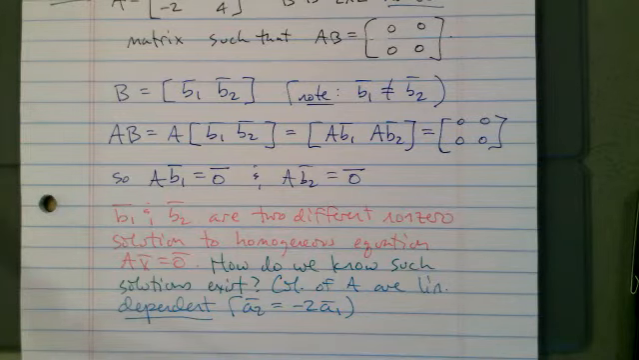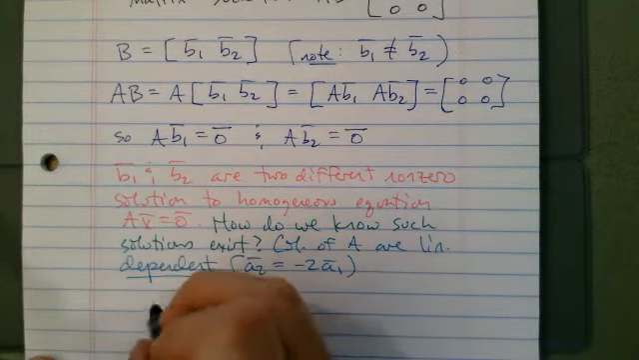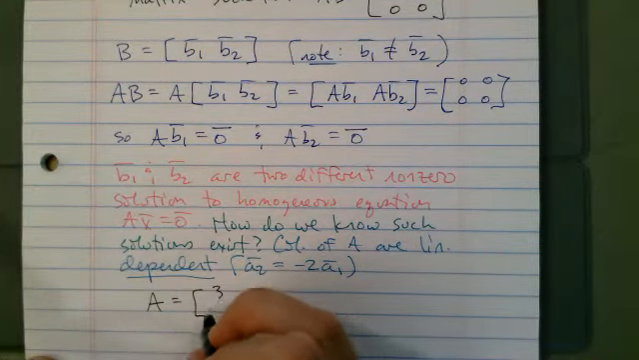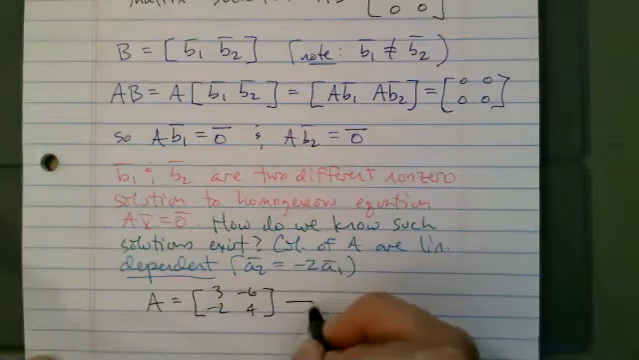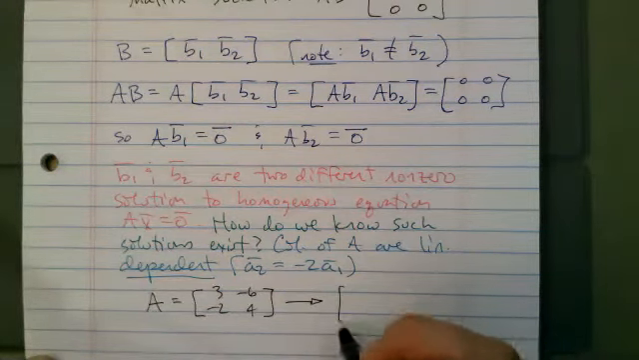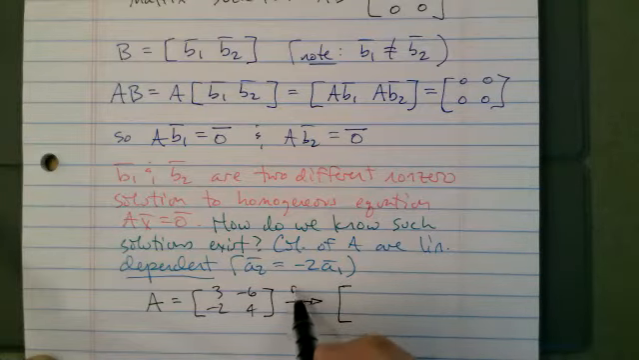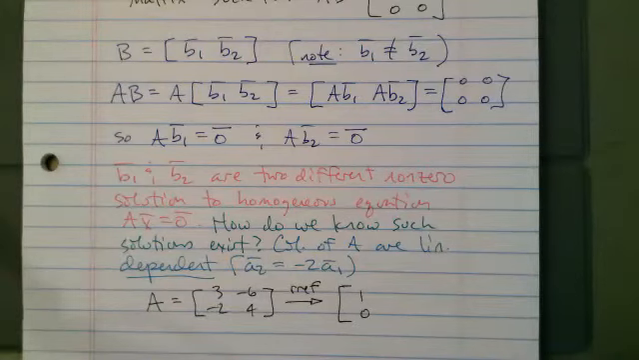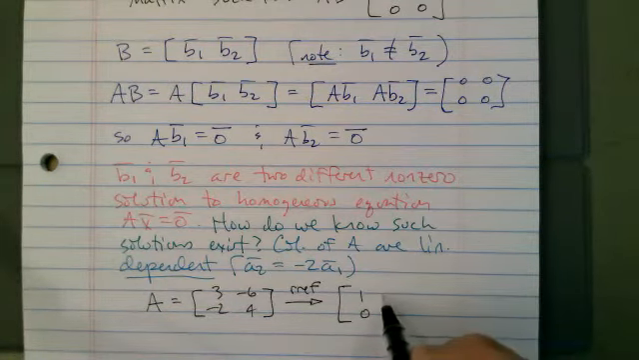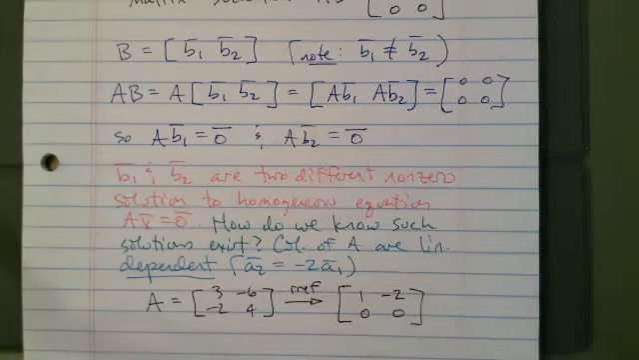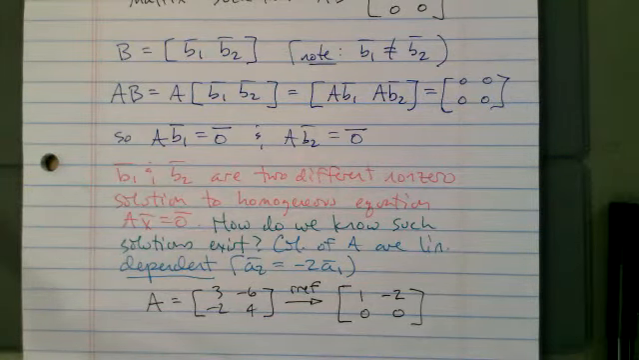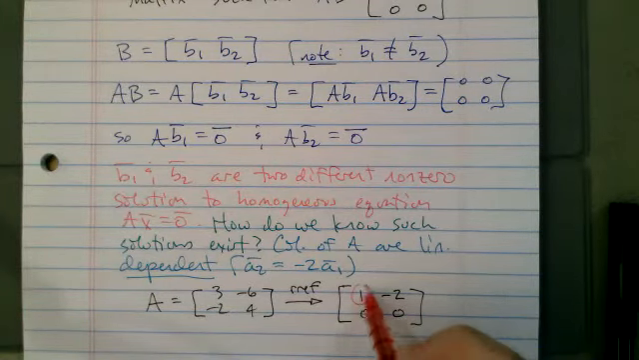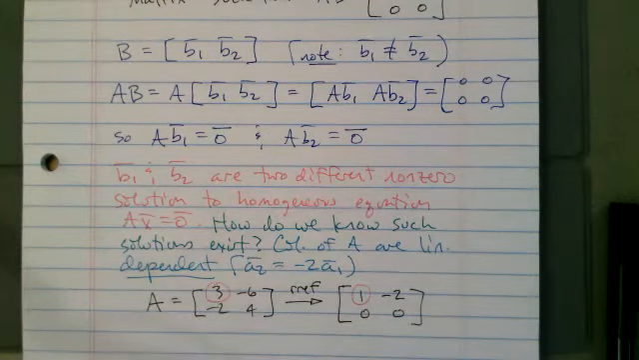If we found the reduced echelon form of A, what would it be? I'll do the hard part, 1, 0. The second column is just -2 times the first column, so the second column will be -2, 0. So A does not have a pivot in every column, so the columns of A are linearly dependent.